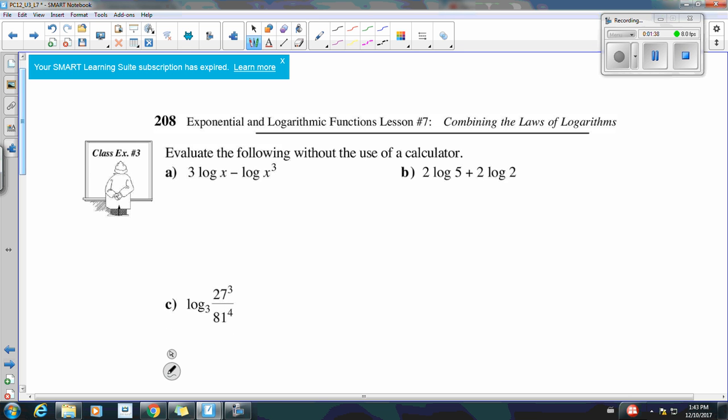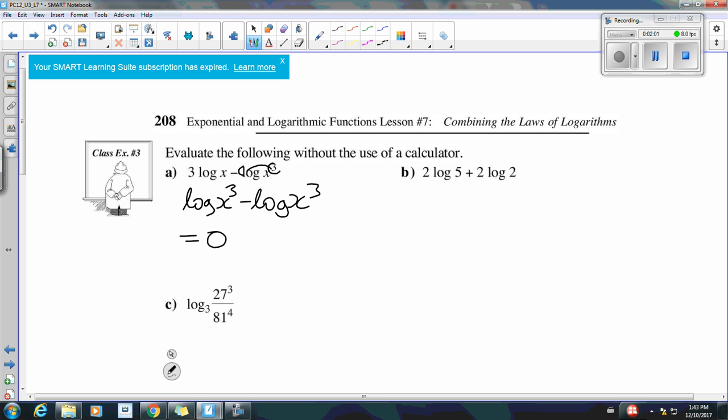So we're going to do similar things here. 3 log x minus log x cubed. Well, we can think of it in two ways. One way, I'm going to move the 3 up, and now I have log of x cubed minus log of x cubed, which is 0. Alternatively, you could have moved this 3 out front, and you would have ended up with 0 as well.